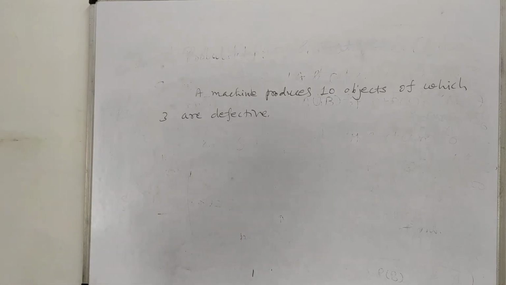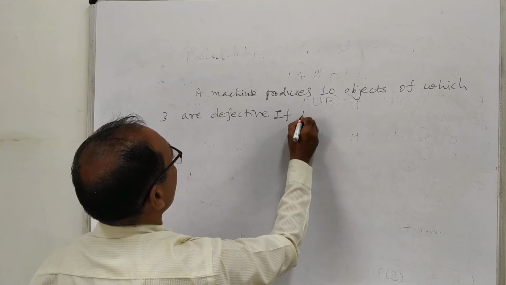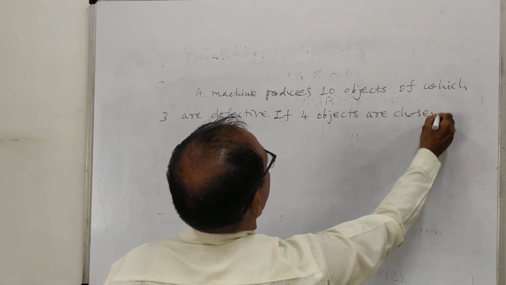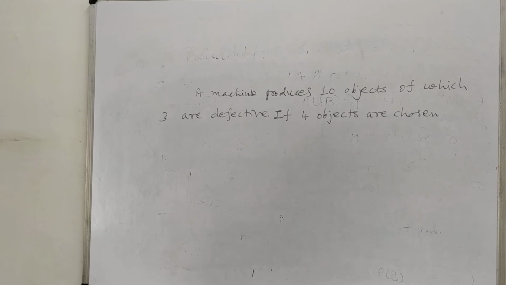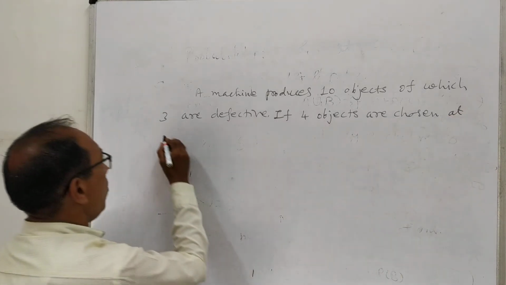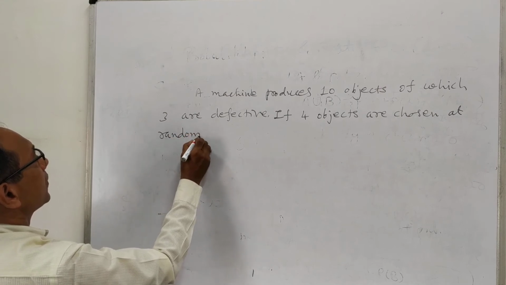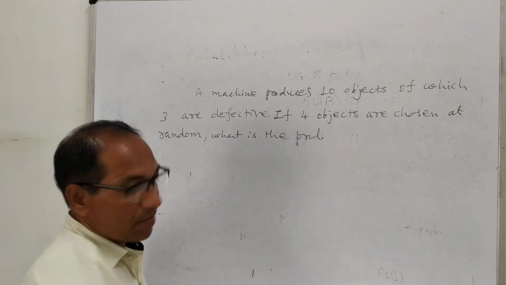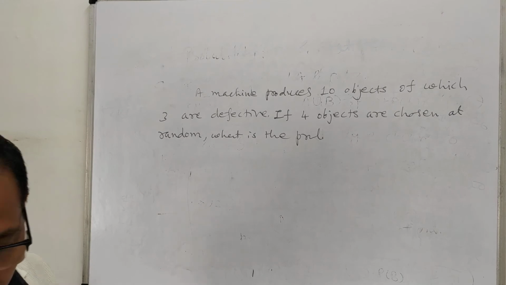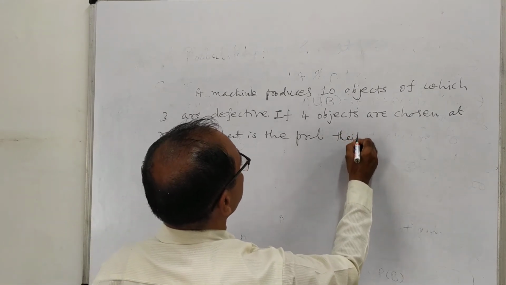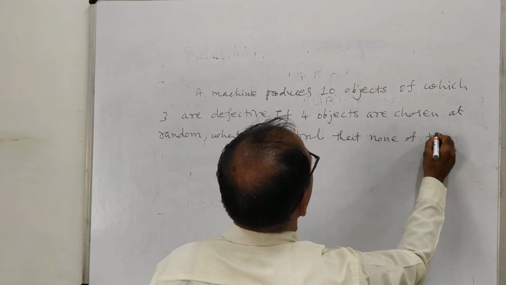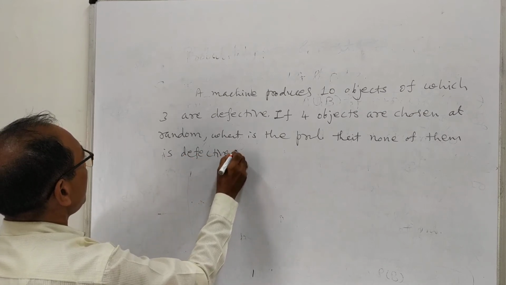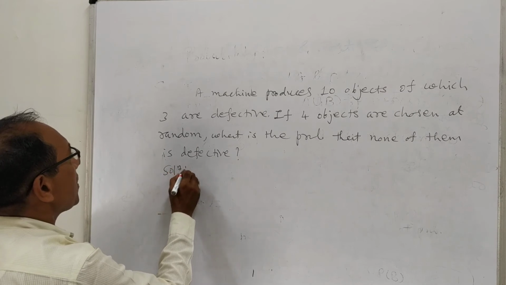If 4 objects are chosen at random, what is the probability that none of them is defective? So this is a very simple problem.